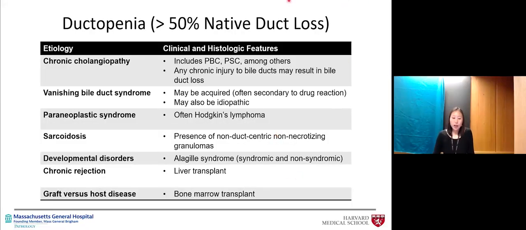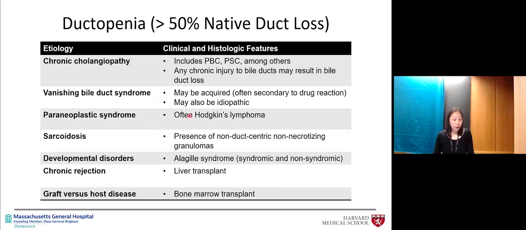All right, so when we talk about ductopenia, which again is defined as greater than 50% native duct loss on a biopsy, and in these cases you really want to see at least 12 portal tracts to be able to adequately assess for this, the first thing that we would think about is a chronic cholangiopathy. This would include any of your autoimmune cholangiopathies, PBC, PSC, and many others. But it's important to realize also that any chronic injury to bile ducts can also result in bile duct loss.